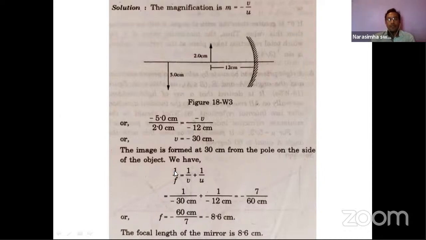Now focal length. 1 by F is equal to 1 by V plus 1 by U. That is the formula; focal length we need to calculate. So 1 by V is 1 by 30, and 1 by U is 1 by 12, already known. Simplify this, you are getting 7 by 60 for 1 by F, and F is 60 by 7. So simplify this, we are getting minus 8.6 centimeters. This is the focal length of the mirror.